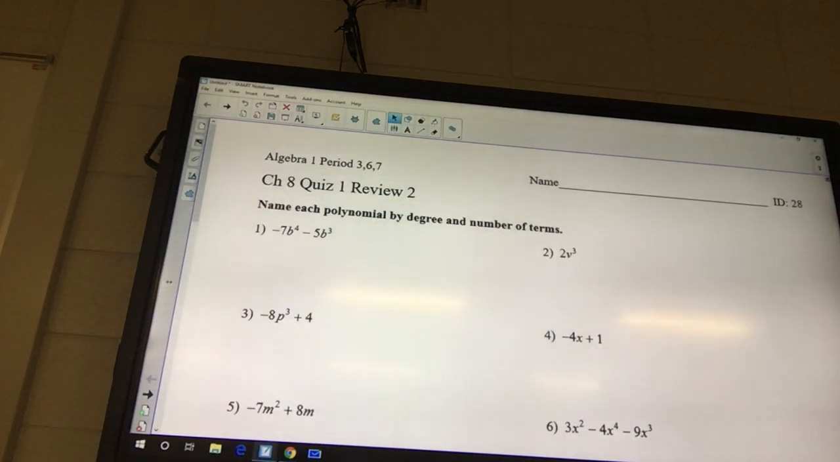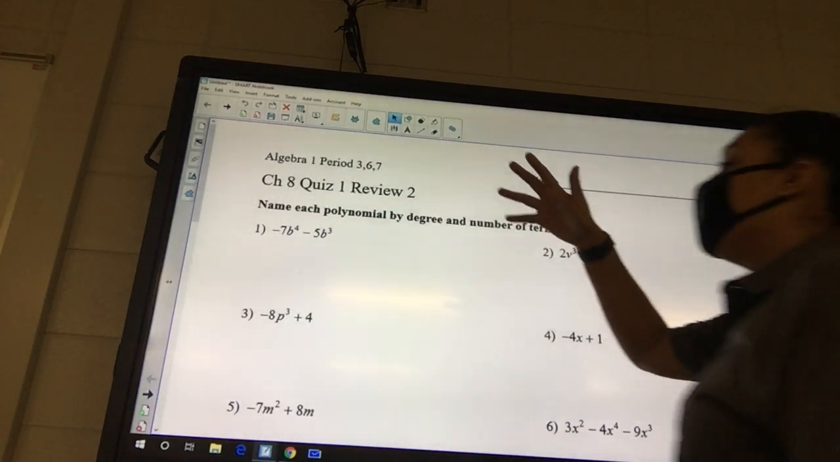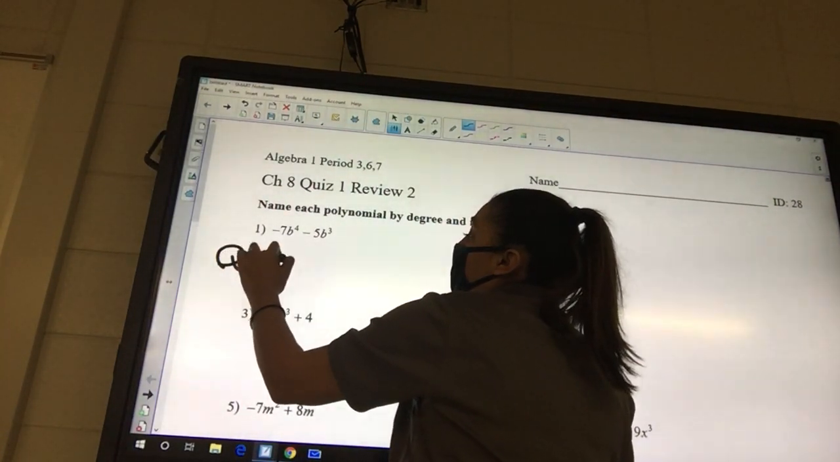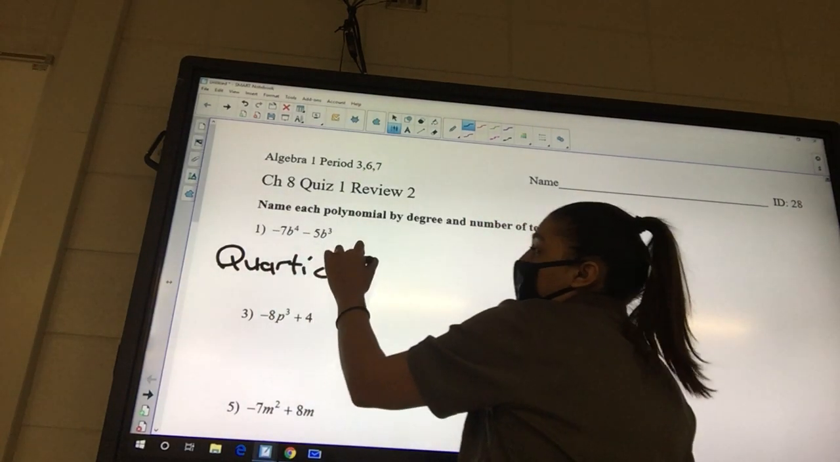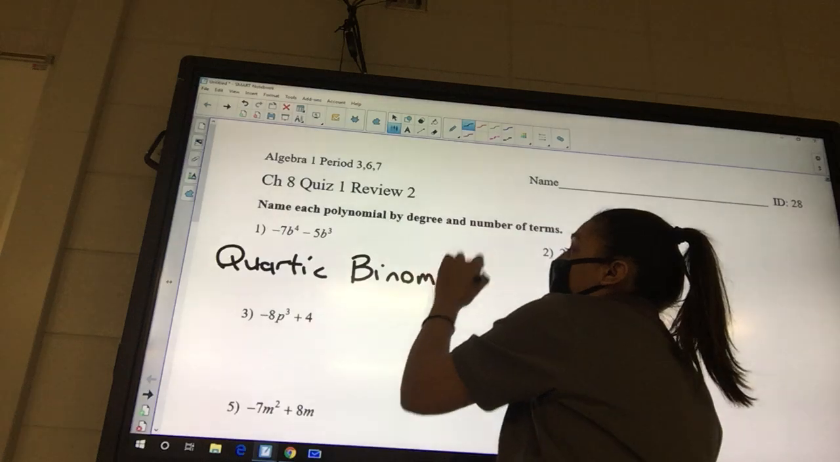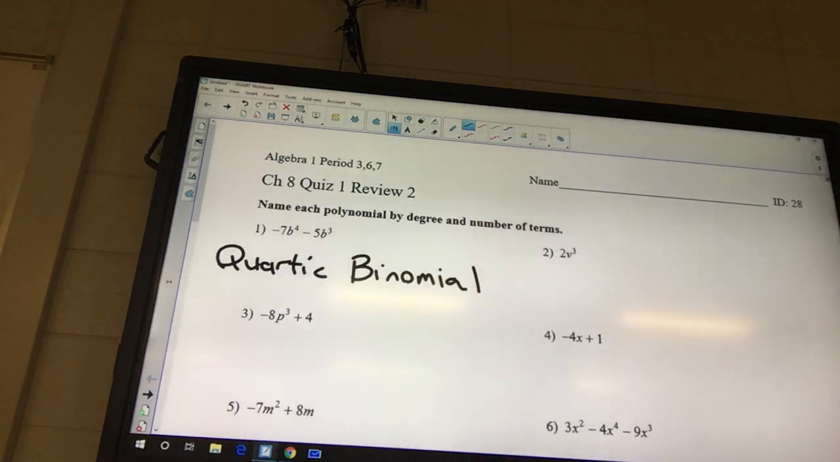So you're going to pick something from each category. What is the highest degree of exponent? 4. So that's going to be a quartic. And then how many terms are there? Quartic, and it's going to be a binomial. On all these you should have how many answers? 2. If you don't have 2, something's wrong.